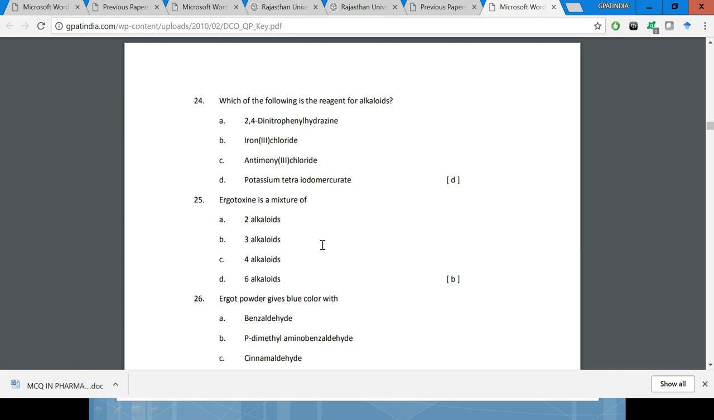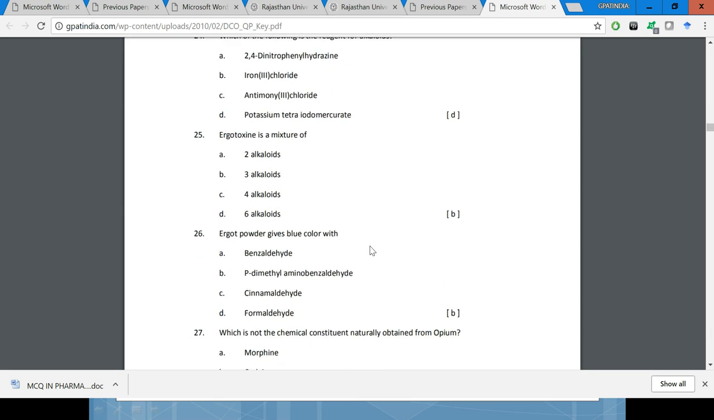Next question, same species, I would say. Which of the following is a reagent for alkaloids? So the correct answer is potassium tetraiodomercurate. As you know, it is an inorganic compound which contains potassium cation and tetraiodomercurate ion. Another name is Nessler's reagent, and it is used to detect ammonia. That's why it works with alkaloids very well. So remember, Nessler's reagent, potassium tetraiodomercurate.